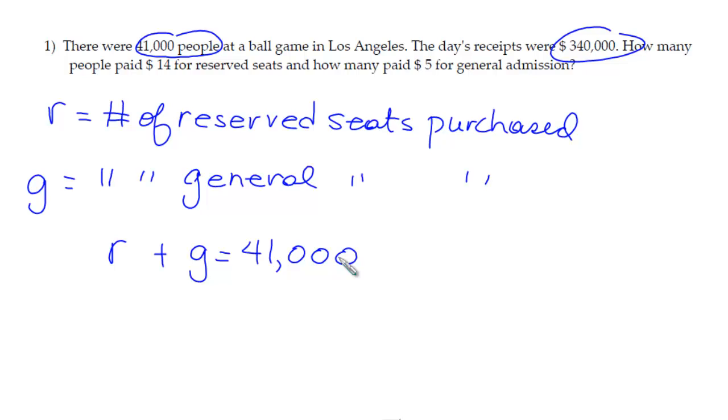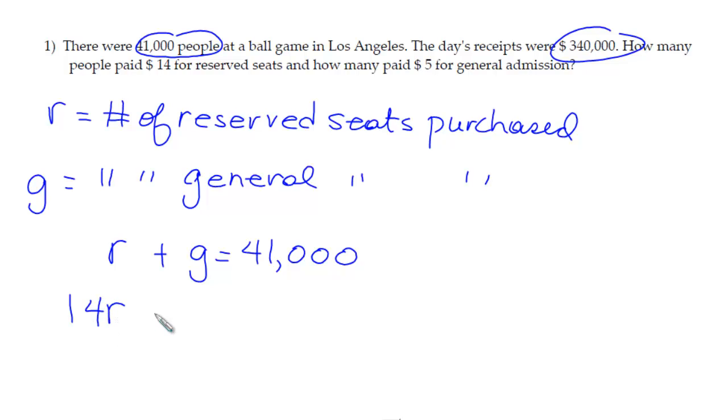Okay, now we need to come up with an equation for the receipts, or how much money is brought in entirely between all of these purchases. So each time a reserved seat is purchased, we get $14. So the revenue from reserved seats is going to be the number of reserved seats times the price to purchase that reserved seat, or 14R.